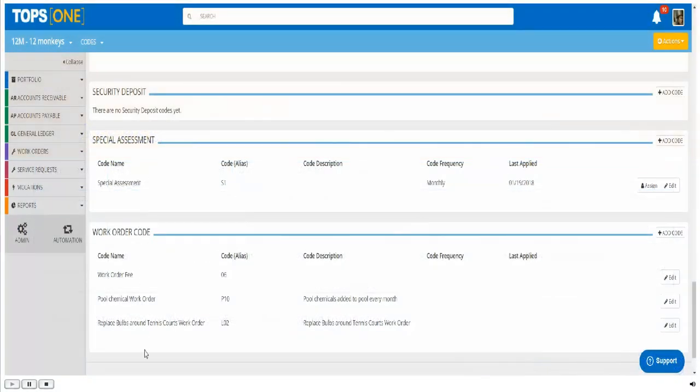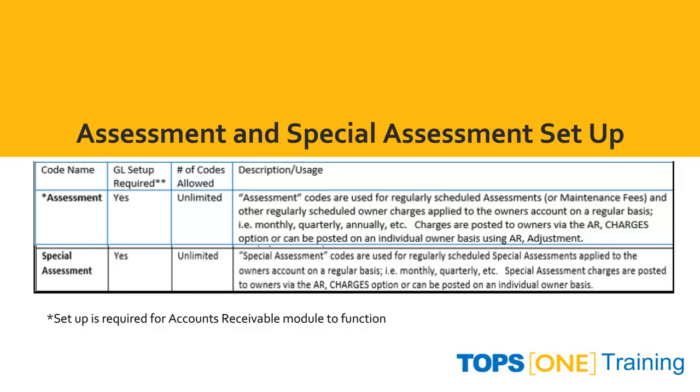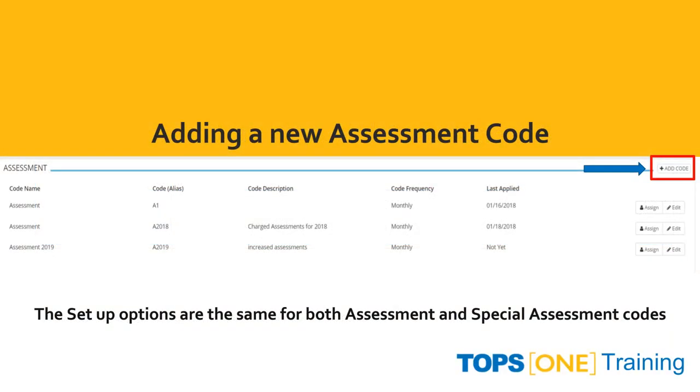Under the codes, you will find two specific to AR, Special Assessment and Assessment. Only assessment is necessary for the Accounts Receivable module to function. From the Code Navigation area, to create or add a new assessment code, or go into the Setup options, they are the same for both Assessment and Special Assessment code.